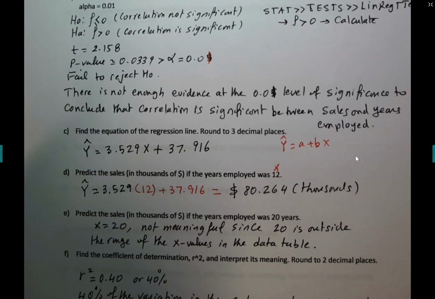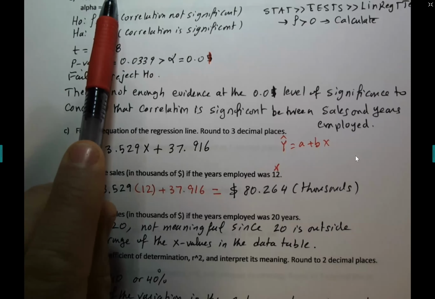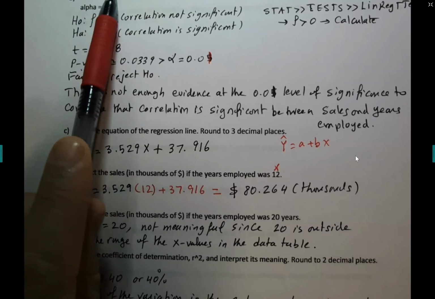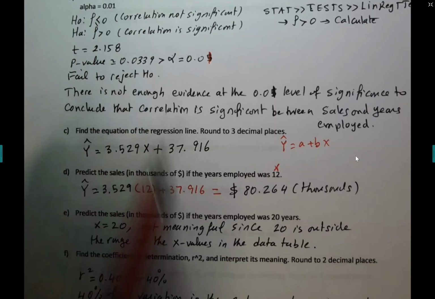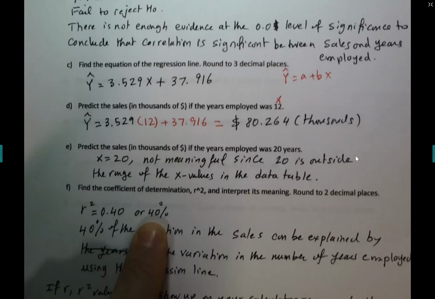The last part, F, find the coefficient of determination r squared and interpret its meaning. Well, r squared, guys, is the square of r. If you don't want to use it off the calculator, it's already on the calculator. You can just take 0.632 and multiply by itself. So you get 40%, 0.4.